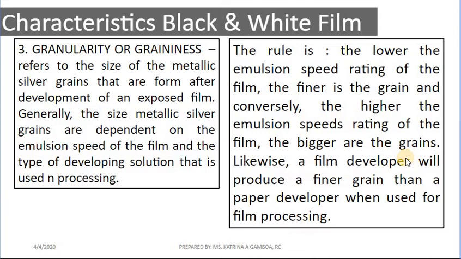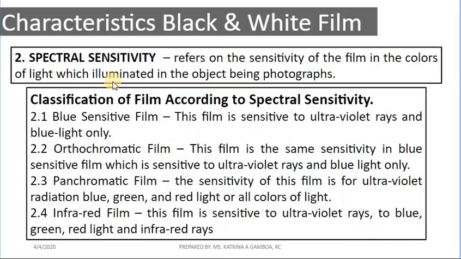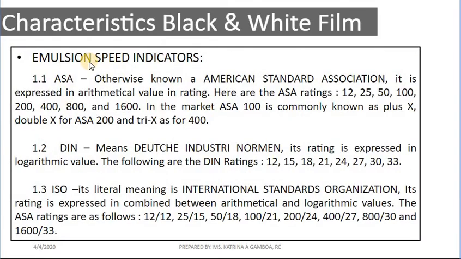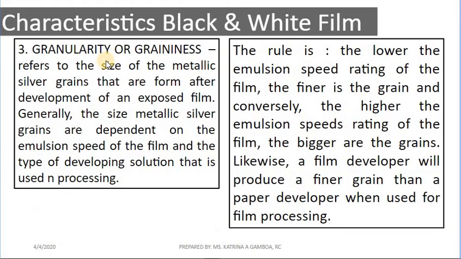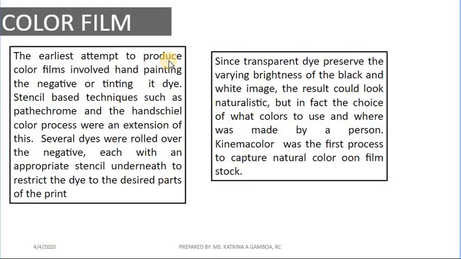Naiintindihan niyo ba ang characteristics ng ating black and white film? Again, we have 3 lang, kasi black and white lang naman siya: yung emulsion speed, gaano kabilis; spectral sensitivity, sa anong color siya magiging mas sensitive; and the granularity or graininess of the film. So, tapos na tayo kay black and white.